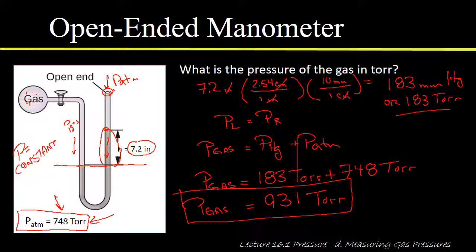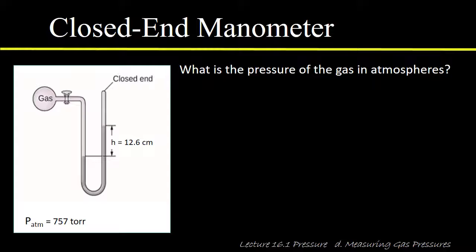Okay. All right. So now let's look at closed-end manometers. Okay. So here's a similar problem with a closed-end manometer, and we'll see the way we approach this is exactly the same. The only difference is that now the end of the manometer here is closed, so instead of atmospheric pressure getting into the top of that column, this part up here is just a vacuum. Okay? And that's actually going to make these a little bit simpler.